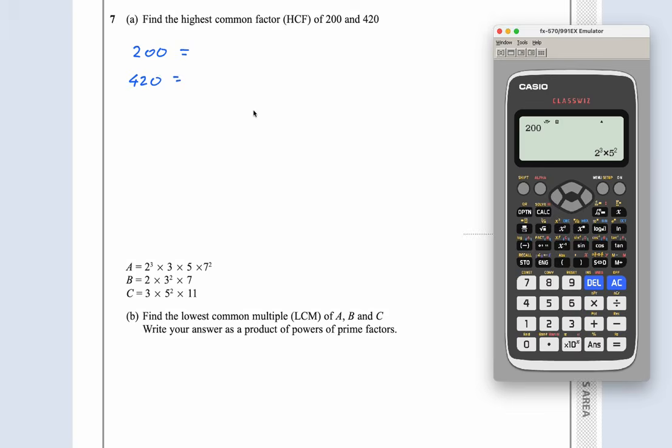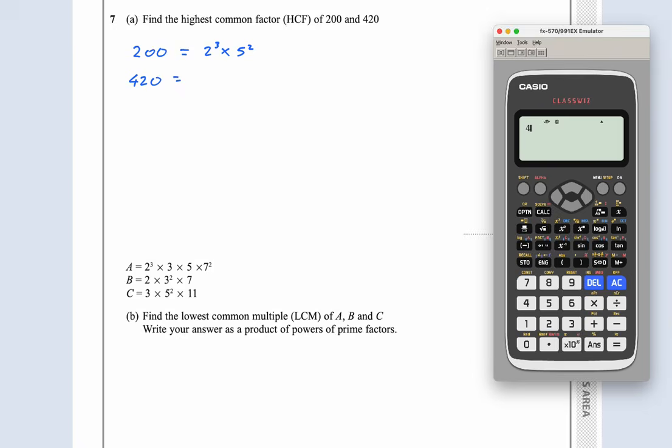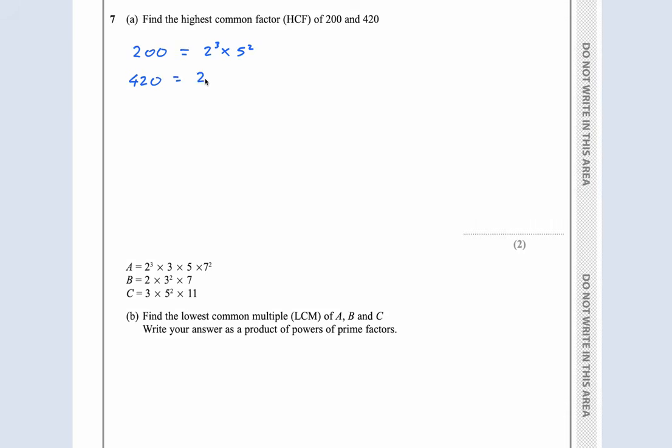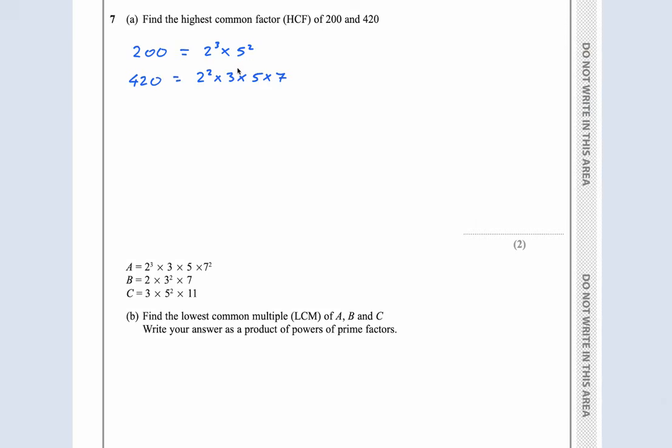So it's 2 cubed times 5 squared. And the same with 420. So 420 equals shift fact, 2 squared times 3 times 5 times 7. Is that what I said? 2 squared times 3 times 5 times 7. Okay, good. Now what's common in both of these guys?